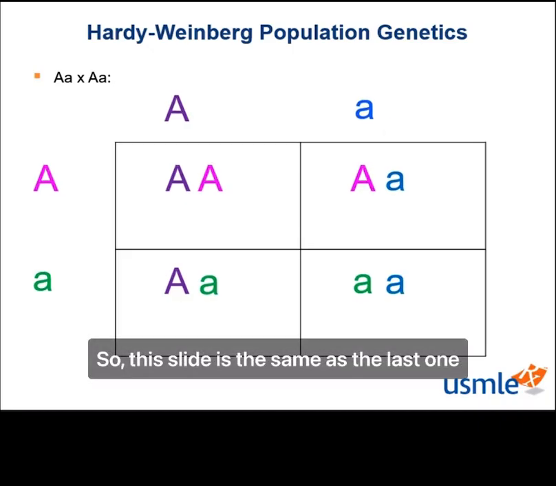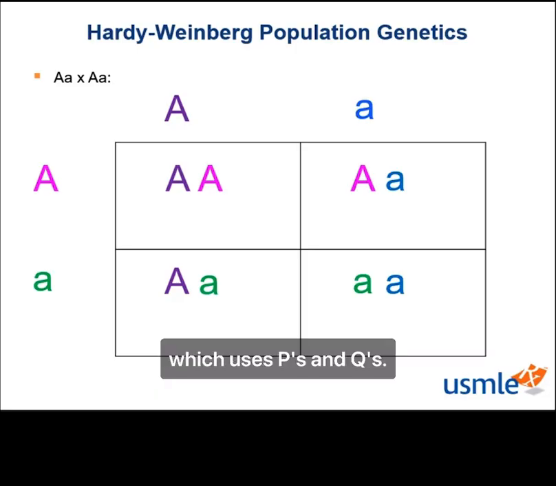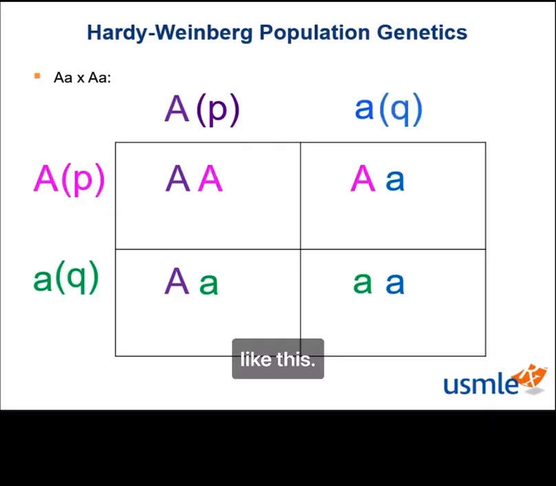So this slide is the same as the last one, but we're going to switch from big A's and little a's to Hardy-Weinberg lingo, which uses P's and Q's. So we're going to put a P where all the big A's are, like this, and a Q where all the little a's are, like this.